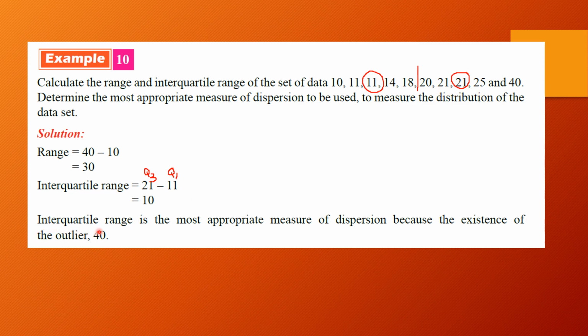So the interquartile range is the most appropriate measure of dispersion because of the existence of the outlier 40. The difference is quite high. That's why we name it as an outlier. So because there is an outlier, the interquartile range is the most appropriate measure of dispersion.